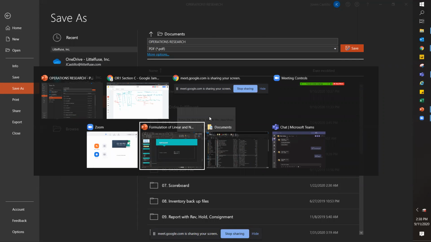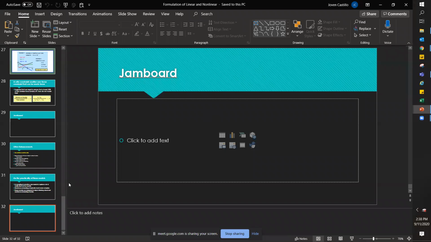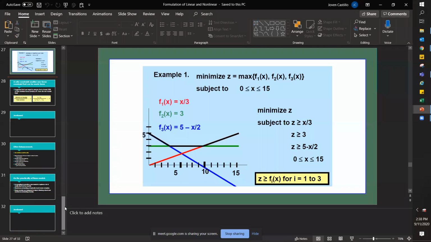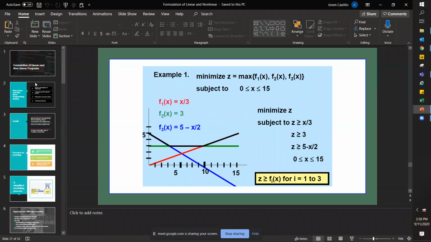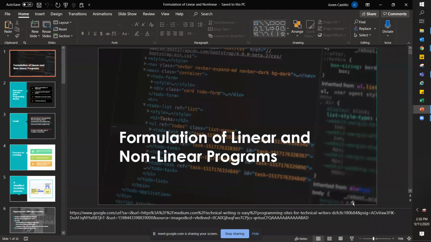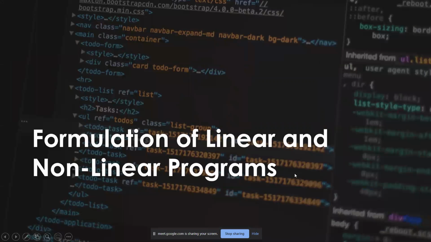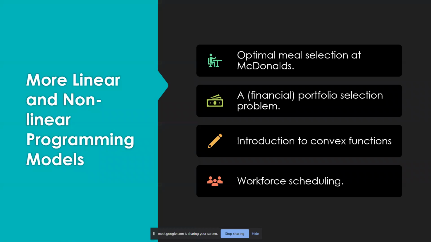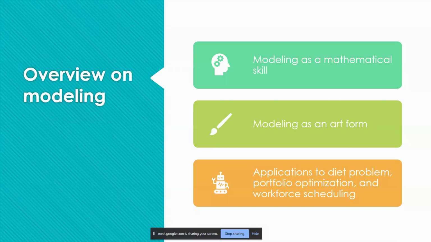So, next topic natin is formulating na tayo. So, na-introduce naman natin kanina how will you formulate linear programming problems. For this time, bigyan natin ng real case. Yan nga, gamitin natin yung case ni McDonald's.